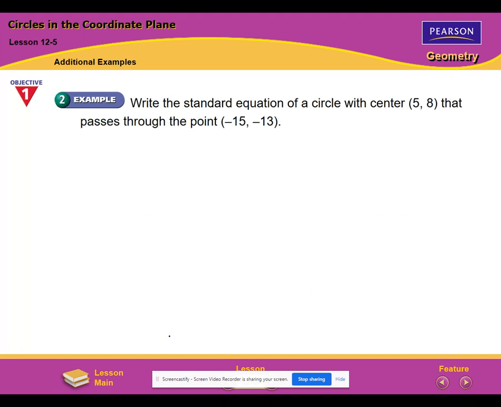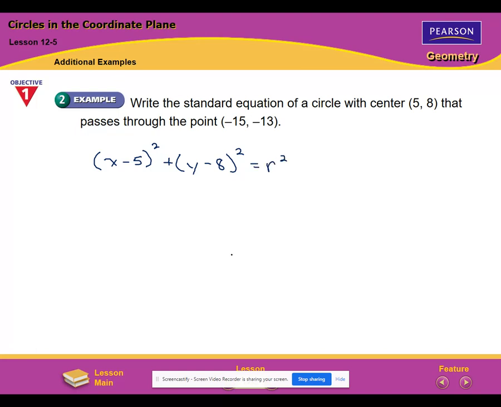Okay? Next question. It says, write the standard equation of a circle with center 5, 8 that passes through the point negative 15, negative 13. Okay, so notice that this problem is similar to the first one, but that they didn't give us a radius, rather they gave us a point on the circle. So here's what will happen. This equation of a circle, let's just plug 5, 8 in for h comma k, would be x minus 5 in parentheses squared plus y minus 8 in parentheses squared equals r squared.